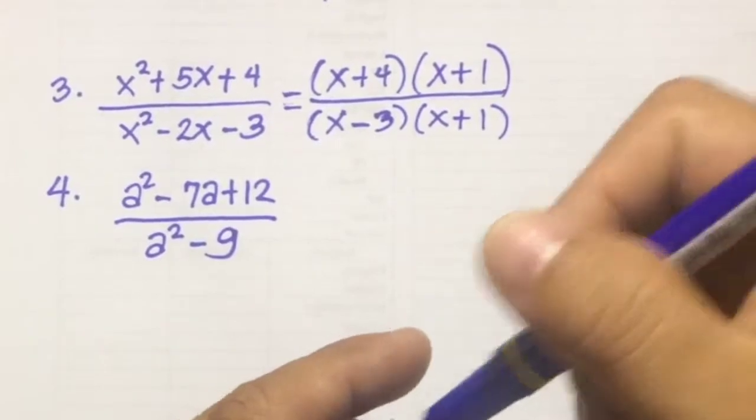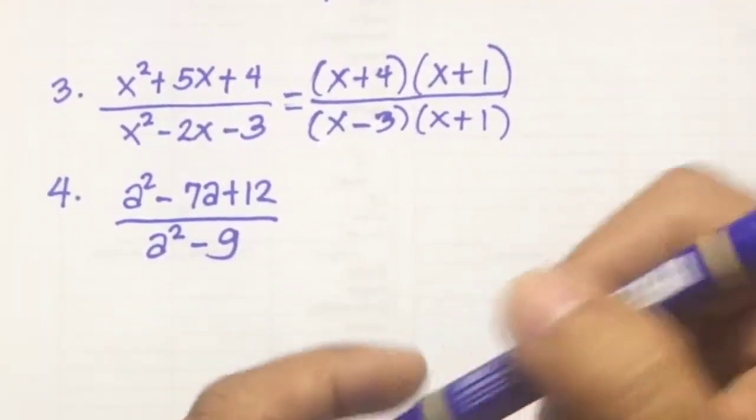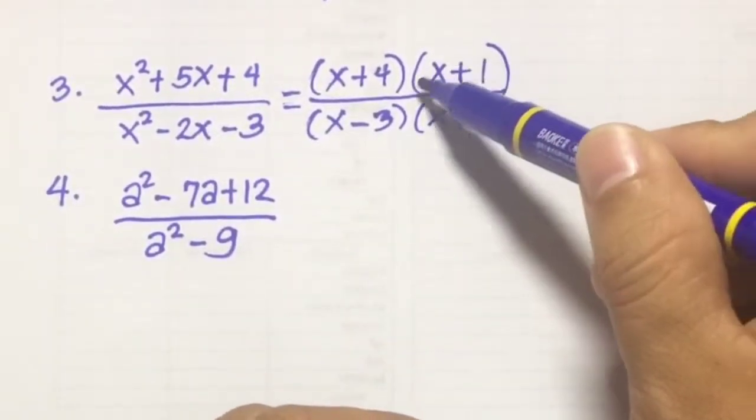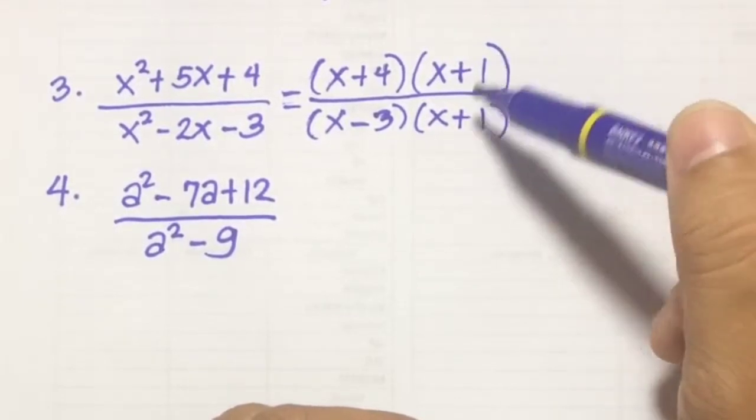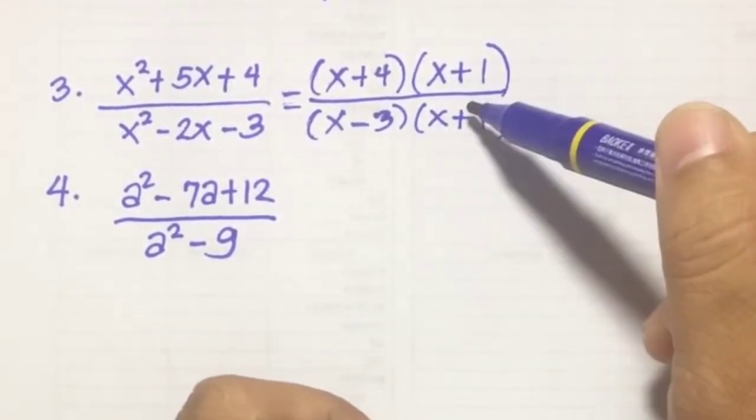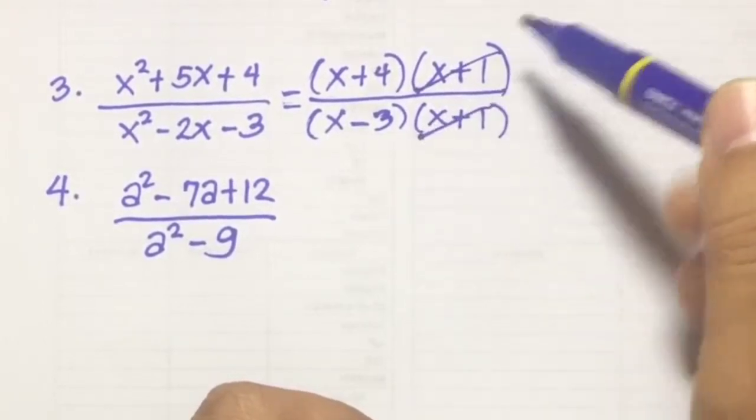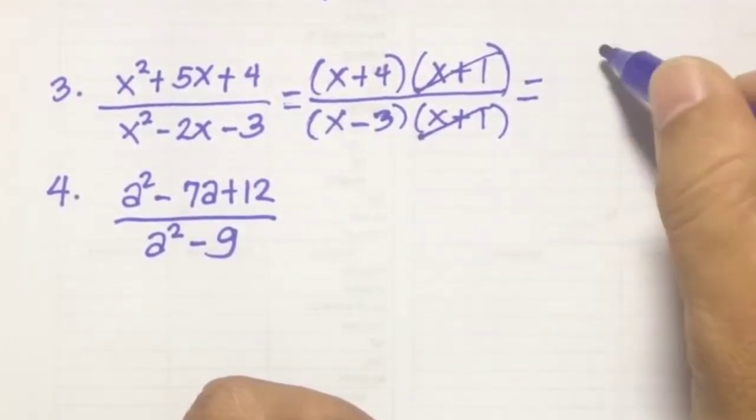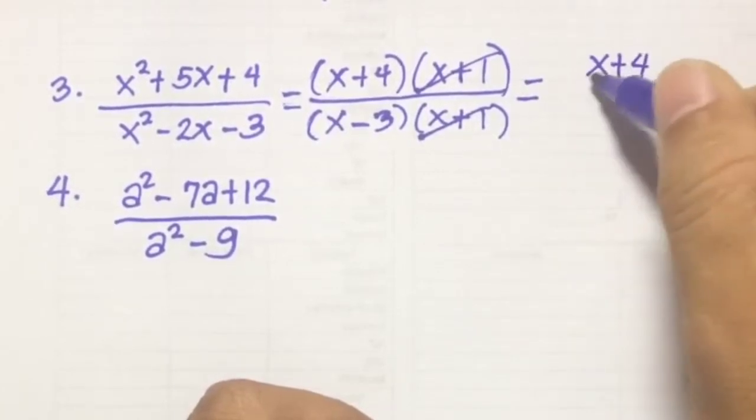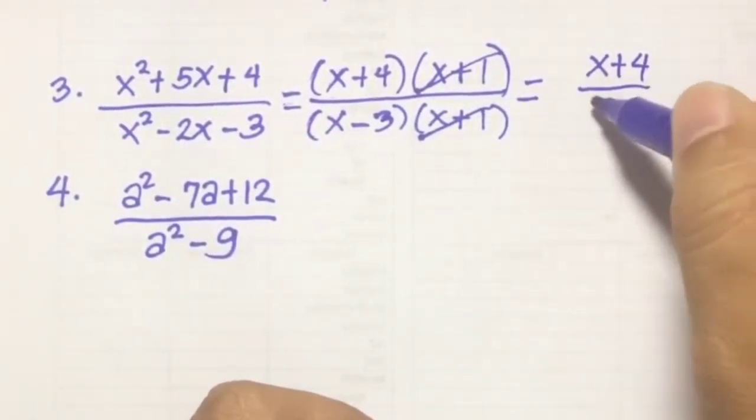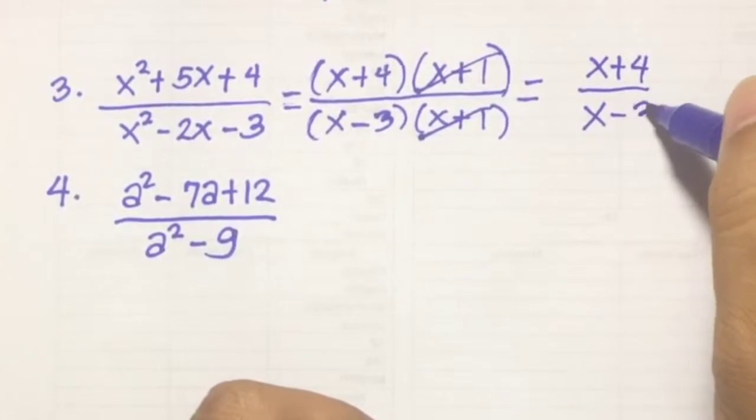the numerical coefficient of x. So in here, in the numerator, we have x plus 1, and in the denominator, we also have x plus 1, so we can just simply cancel out these terms. So our answer will be x plus 4 over x minus 3.